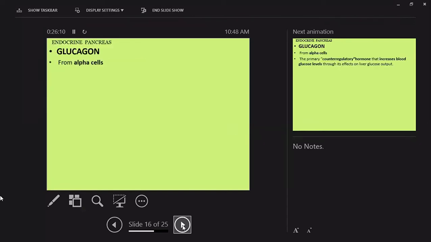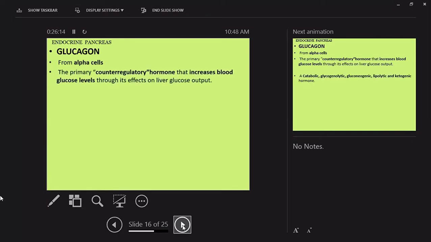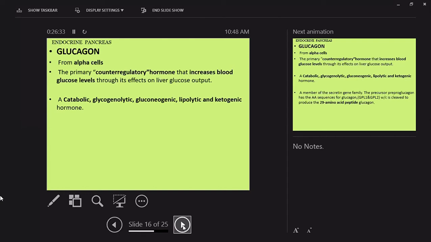How about glucagon? This is from the alpha cells. The primary counter regulatory hormone, because it increases blood glucose level. So this is catabolic, glycogenolytic. Glycogen is the storage form of glucose, right? Gluconeogenic, that means production of glucose from other sources, from amino acids, for example. Lipolytic, breaks down the fat. And what is the breakdown product? Ketones. So ketogenic.